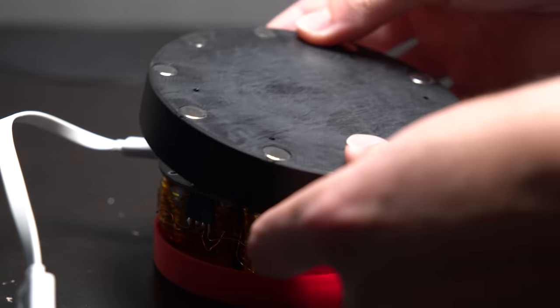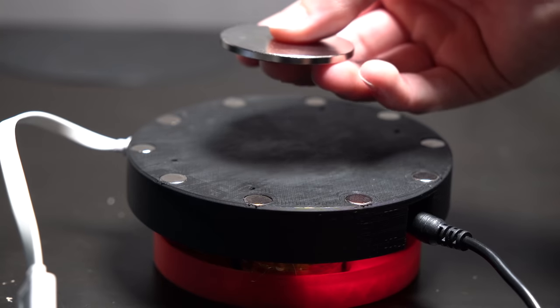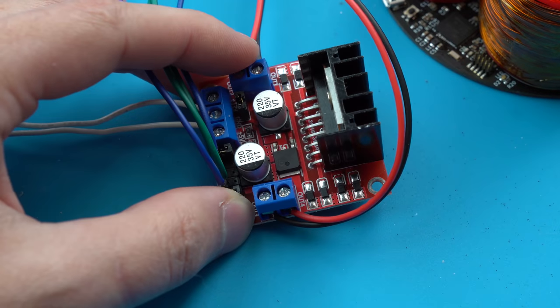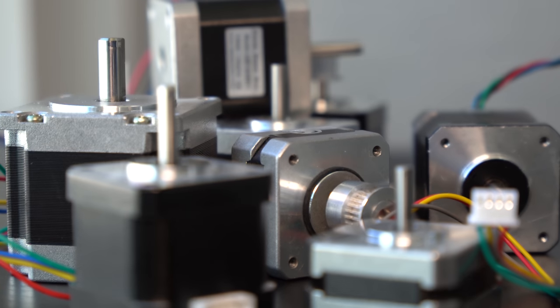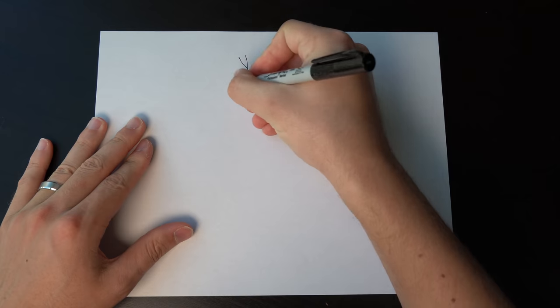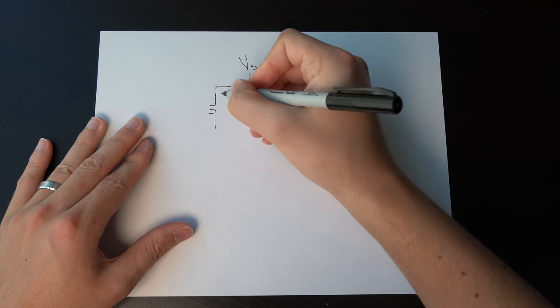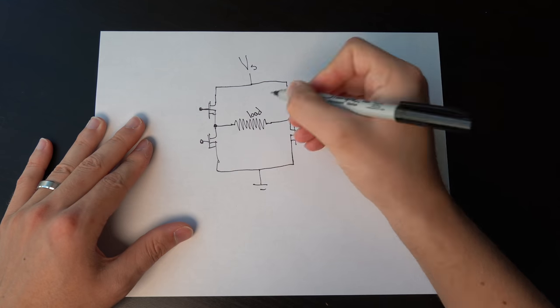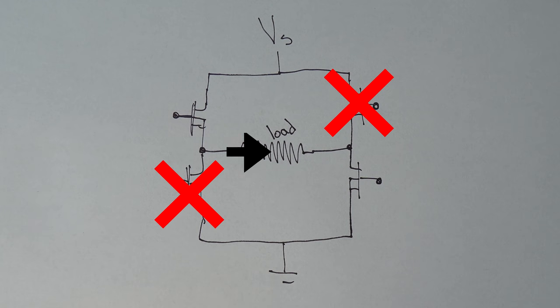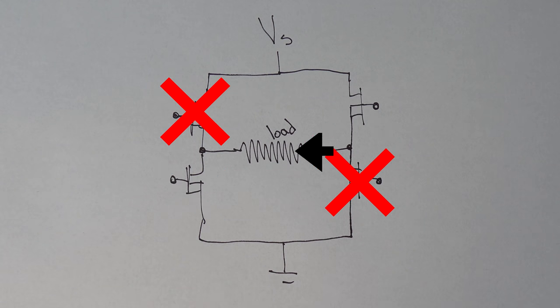I printed a new shield with integrated magnets, and then I bought a few dual H-bridge drivers online. Usually you'd use these to drive DC motors or steppers, but it will work for my application. The H-bridge works by using 4 MOSFETs, with the load connected to the middle between each pair. By activating 1 MOSFET of each pair at a time, you can control which direction the current flows through the coil.